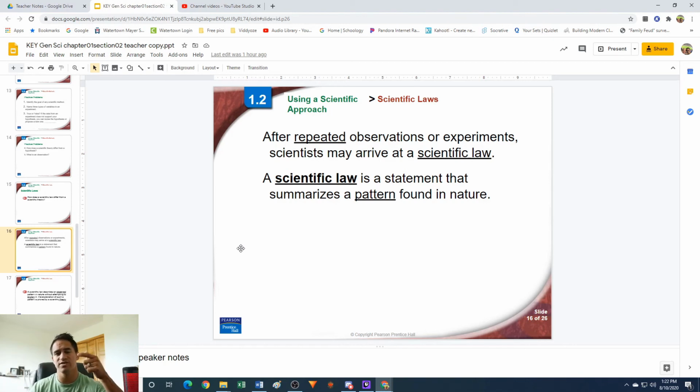The law of gravity will basically say two objects attract each other. But why? I don't care. I don't care why. I'm a law. I don't need to explain why. This is what's going to happen.